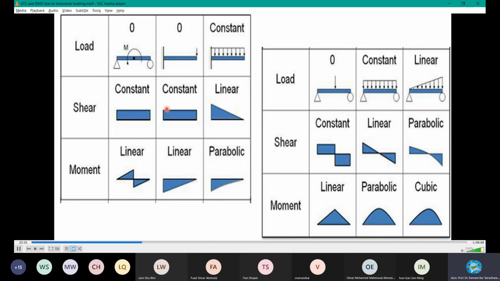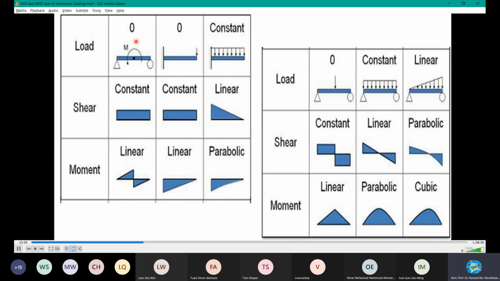In these cases, you have some loading. In this case, you have some reaction. In this case, it's free. That's why it keeps reducing. There is some UDL here, then less, going to zero, no UDL at all. That's why it is reducing to zero. You have an inclined line.